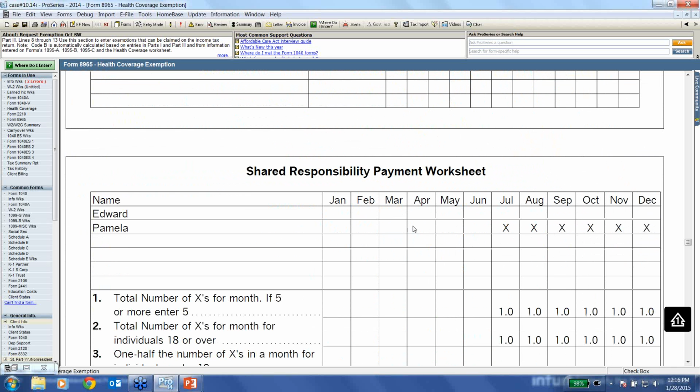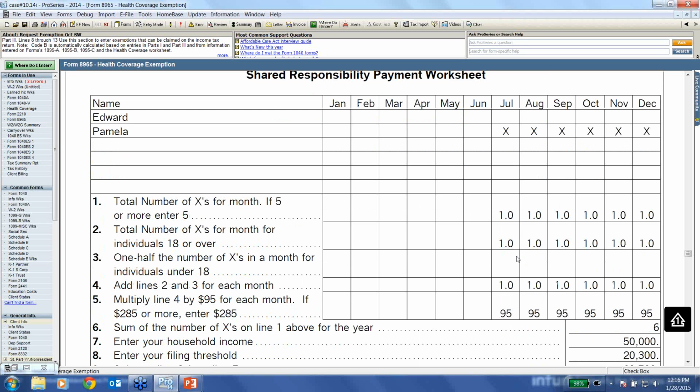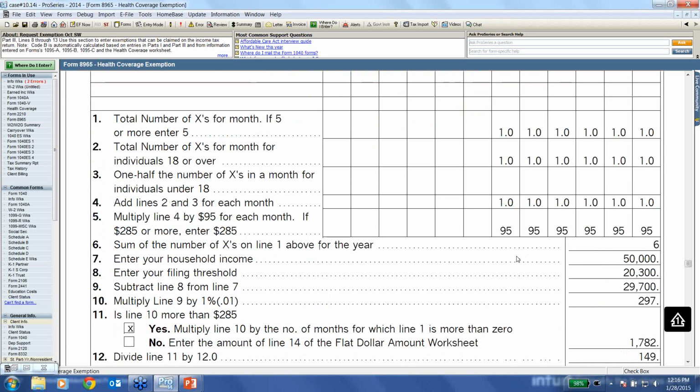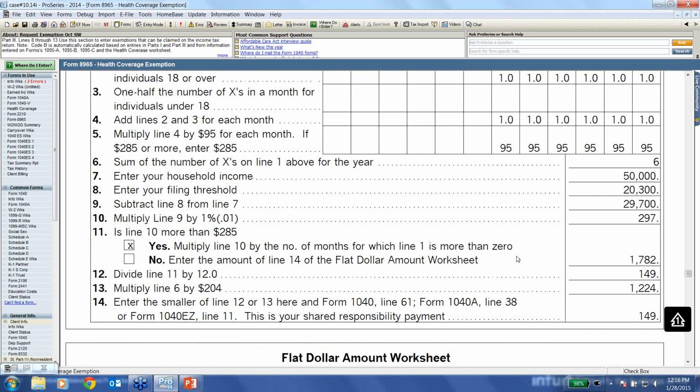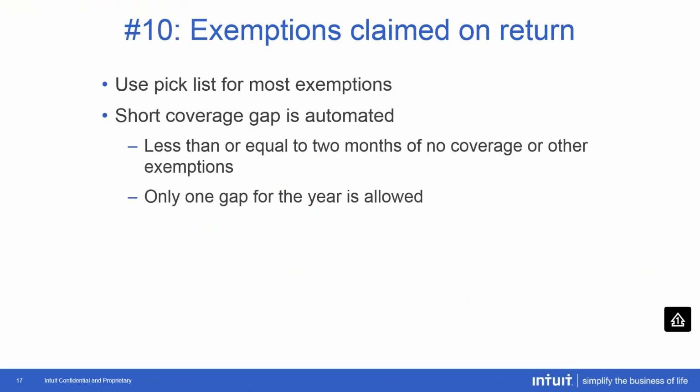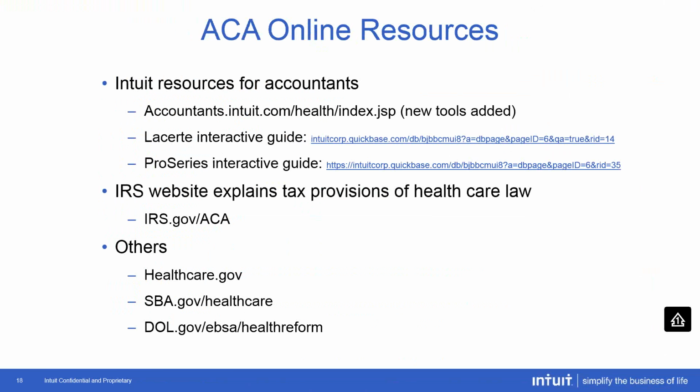Then we go down to the actual shared responsibility payment worksheet. Edward is either covered or exempt for the full year. Pamela has no coverage and no exemptions for the second half of the year. So she's going to get penalized for July through December. And that's what this does down here. Okay, so that's it for the use cases.